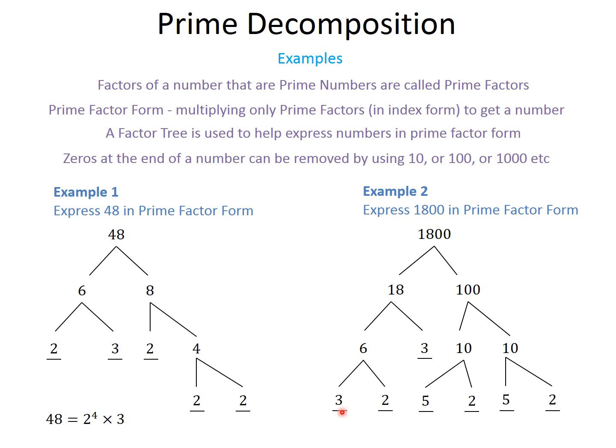I can see 1, 2 3s, and there's 1, 2, 3 2s, and there's 1, 2 5s. And so altogether, that would be expressed as 2 to the power of 3 times 3 to the power of 2 times 5 to the power of 2. Remember, these index numbers indicating how many of those numbers were there. And don't forget the 1800 equals part. We've got to say what number we're expressing in prime factor form.